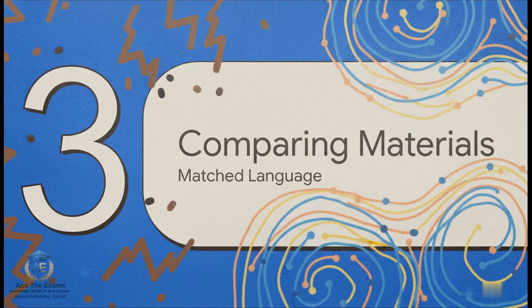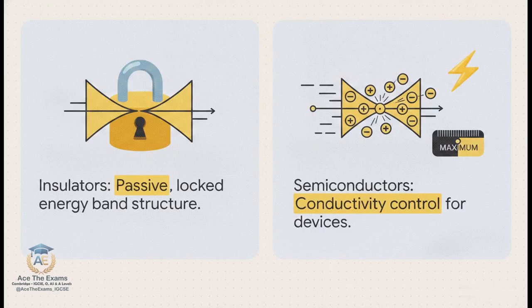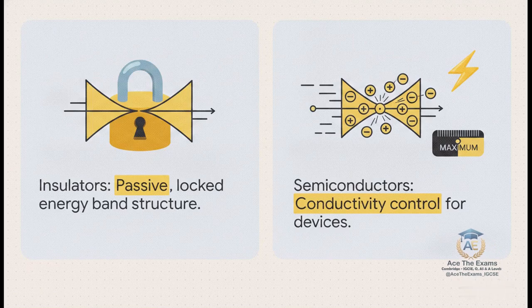Let's hit Section 3, Insulators versus Semiconductors. In the exam, when you're asked to compare these two, you've got to state both sides using matched language. You can't just describe the semiconductor and leave the insulator implied.